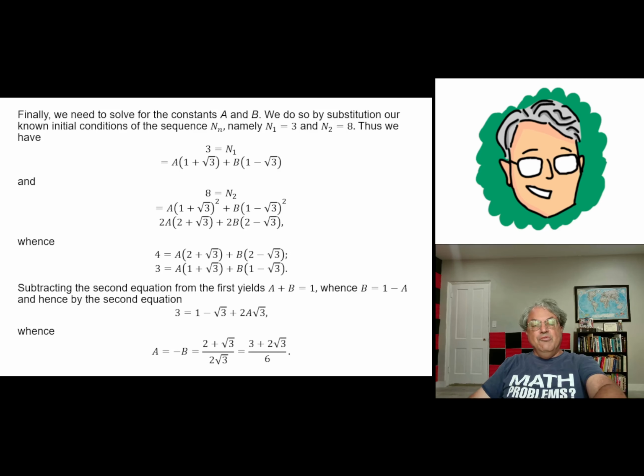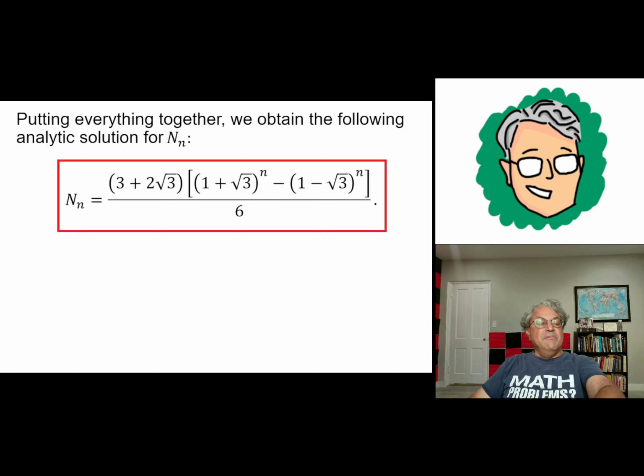And finally, we can plug in from our formula from before and get the final answer we want, a formula for capital N sub little n. And what we find is it's equal to this kind of ugly fraction. It's 3 plus 2 times the square root of 3 times the quantity in brackets, 1 plus square root of 3 to the nth power minus 1 minus square root of 3 to the nth power, all over 6. And this is always an integer. This is an exact formula. I mean, it's a little remarkable.